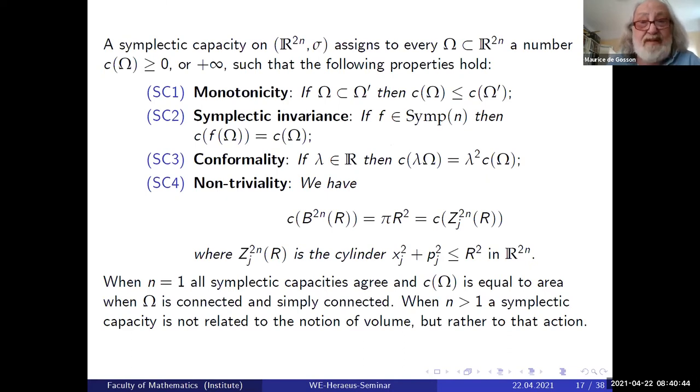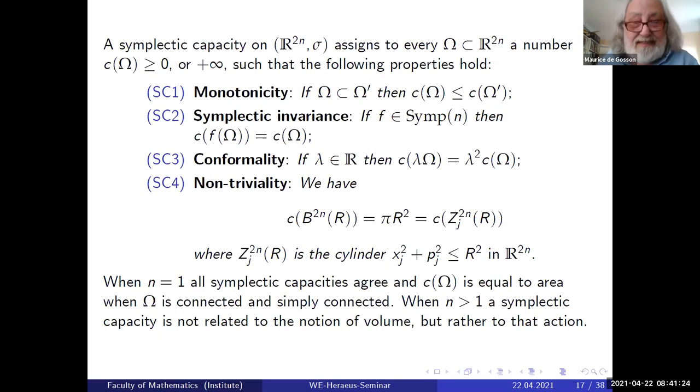It's an invariant. Then conformality: if you increase the size of omega by a factor of lambda, then the symplectic capacity increases by a factor of lambda squared. This is reminiscent of the properties of areas. And then non-triviality. And this is really the marvelous thing here: the symplectic capacity of the ball B^2n(r) is pi r squared. But this is also the symplectic capacity of the full cylinder Z_j^2n(r).